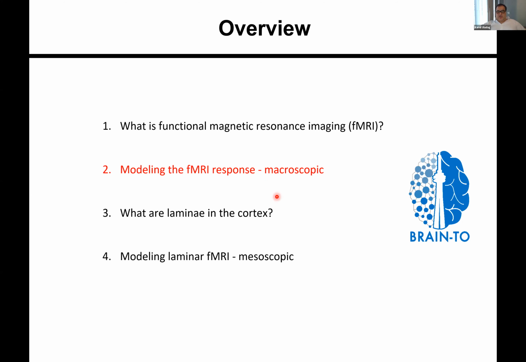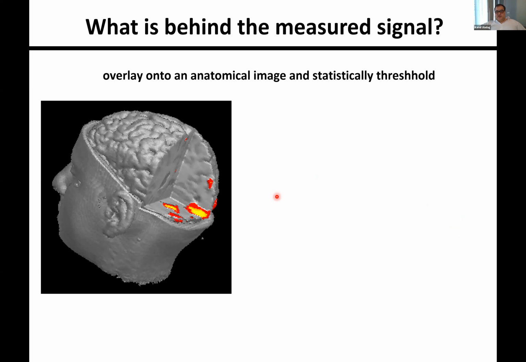So I come to the modeling part. So usually when you look at an fMRI paper, you see images like this. You see a brain very nicely reconstructed in 3D, and you see color-coded the fMRI signal changes correlated with stimulation. So the more yellowish, the more the signal changed simultaneously with the stimulation.